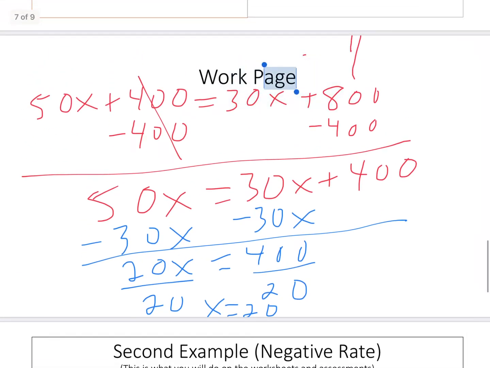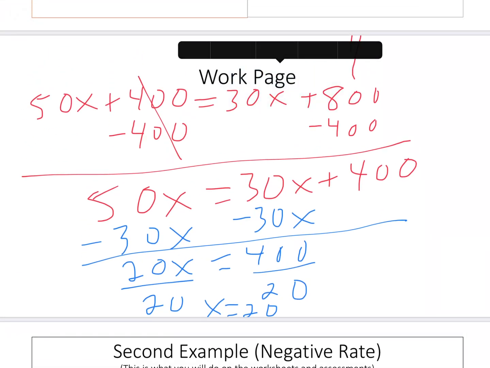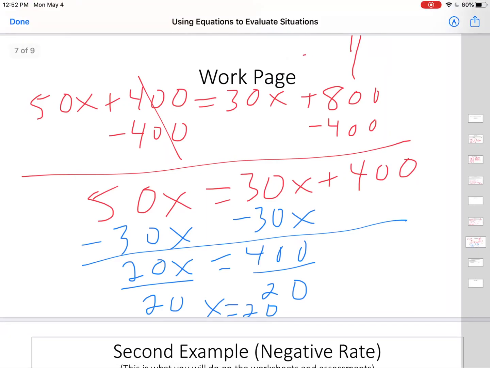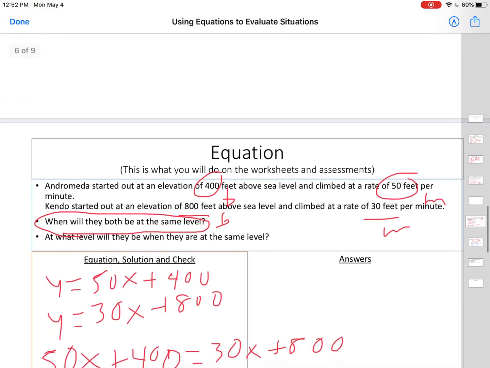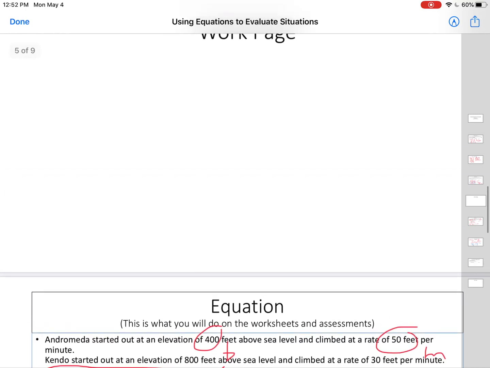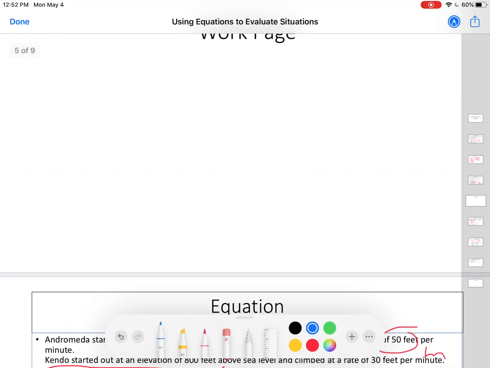First thing you do is see what the difference is in the start amounts. Second thing you do is find the difference in the rates. Last thing you do is divide to find out how long it will take. You know that after we solve an equation, we have to check it. So let's check it.